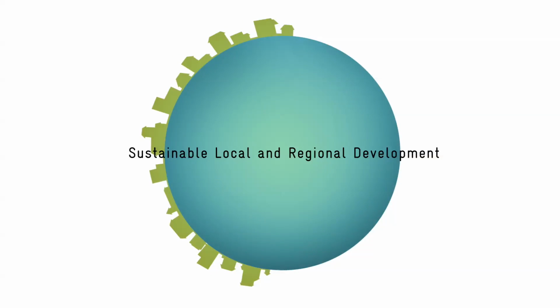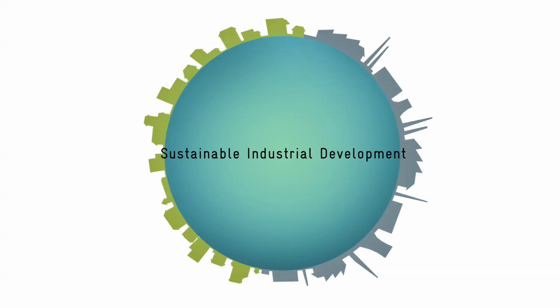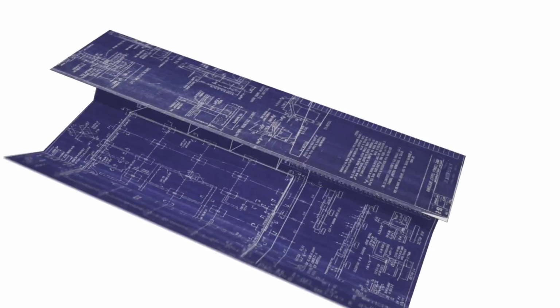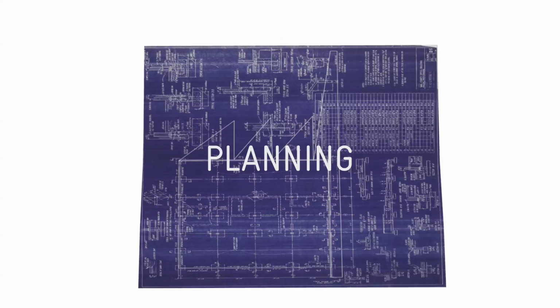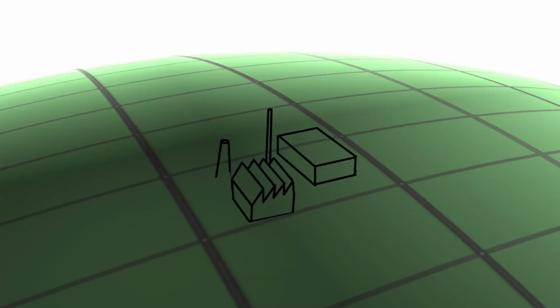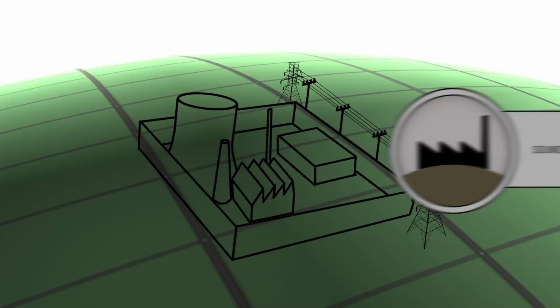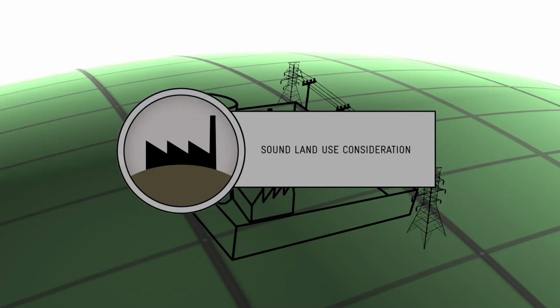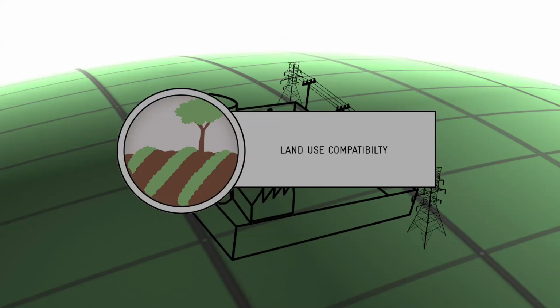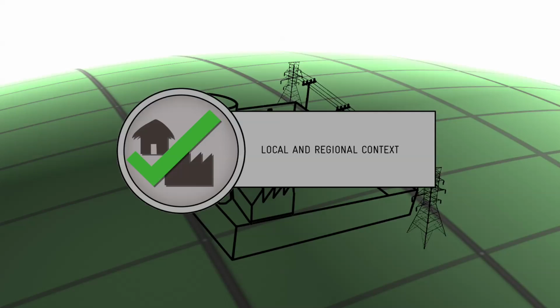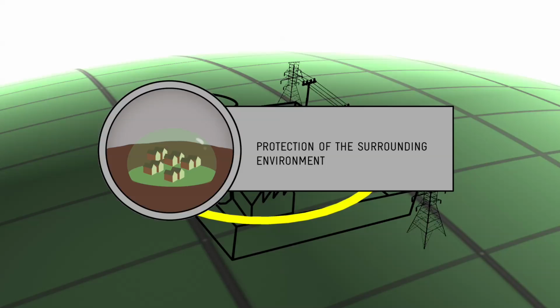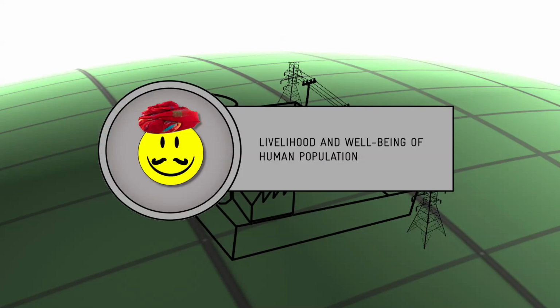For ensuring sustainable local and regional development and for ensuring sustainable industrial development, it is important to properly plan the new industrial areas. Site identification has to be based on sound land use planning considerations, land use compatibility, local and regional context, protection of the surrounding environment, livelihood and well-being of the human population.